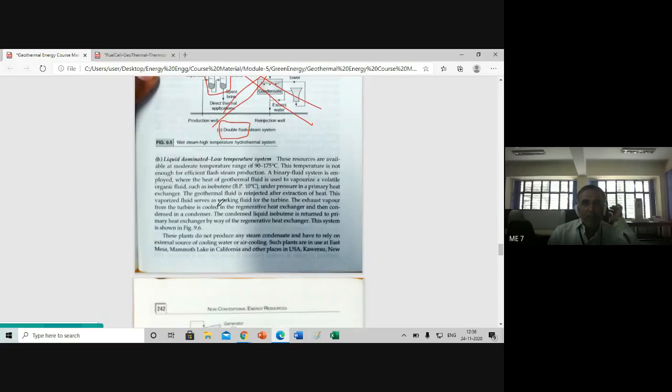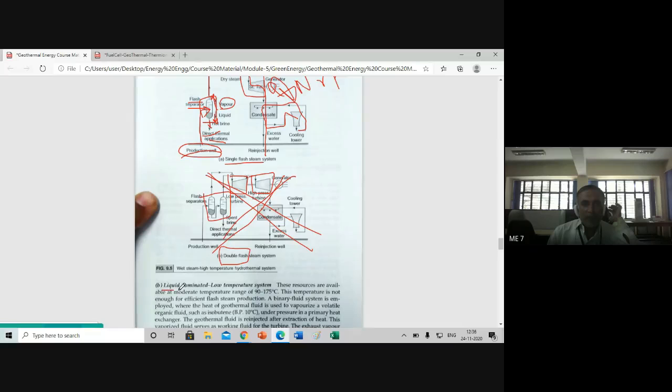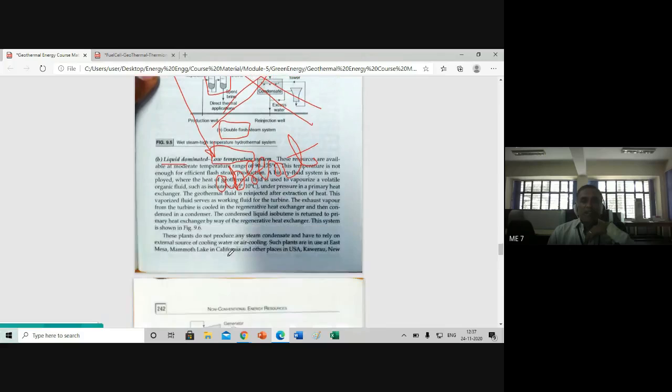Now coming to the liquid dominated low temperature. If the low temperature is there, this flash is absent. This is absent at low temperature, because flashing does not occur if the temperature is low.